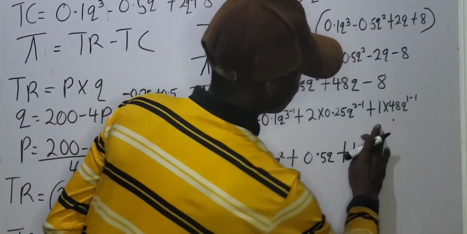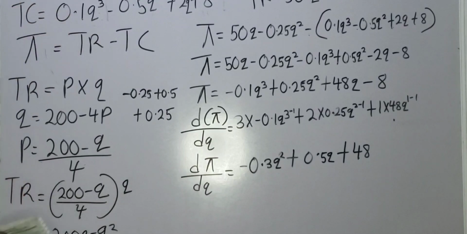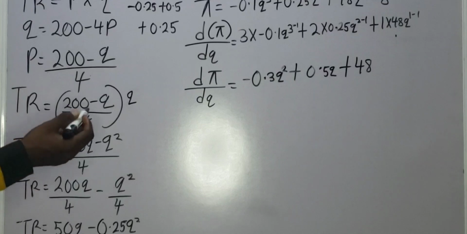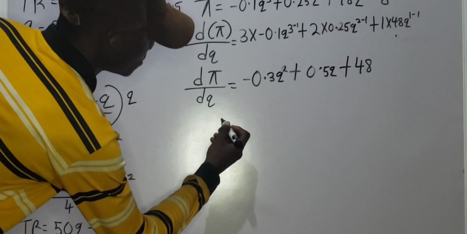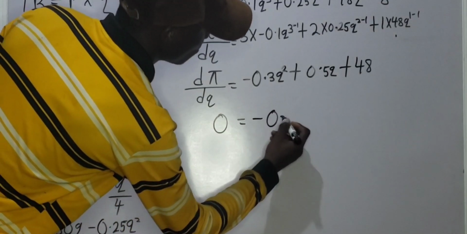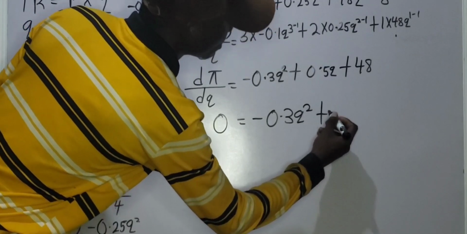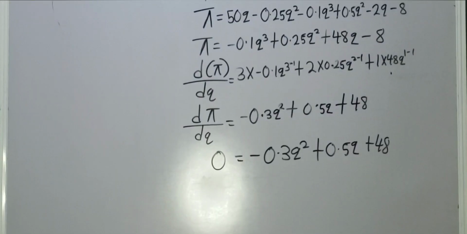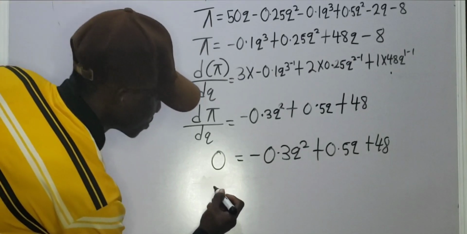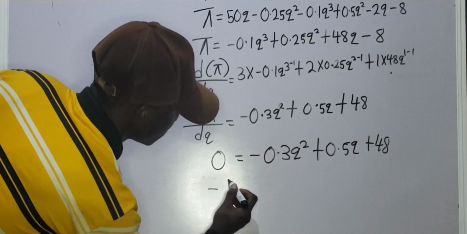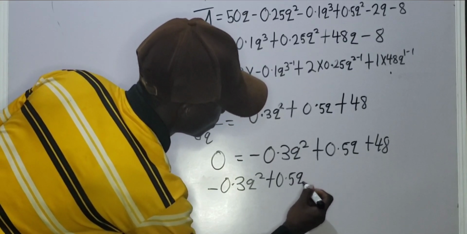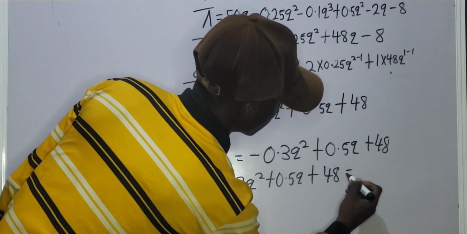So now let us proceed. Now we have taken the derivative of the profit function. So I'm going to set the derivative of the profit function to 0. You understand? So for this, I'm going to have 0 equals negative 0.3q raised to the power of 2 plus 0.5q plus 48. Now, after setting it to 0, let us rearrange this function. So I'm going to have negative 0.3q squared plus 0.5q plus 48 equals 0.